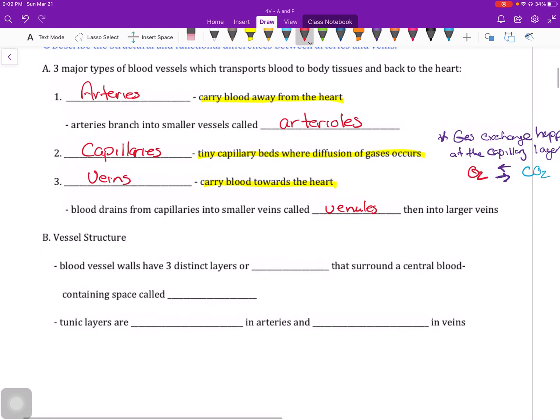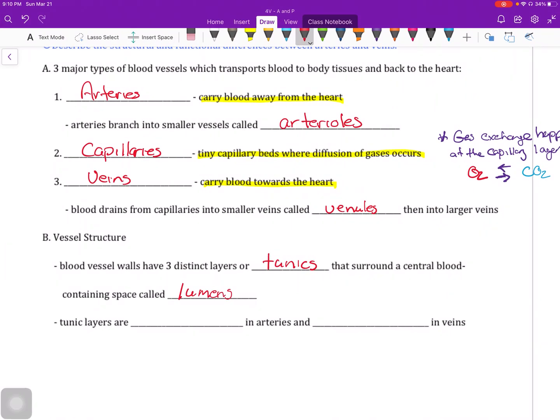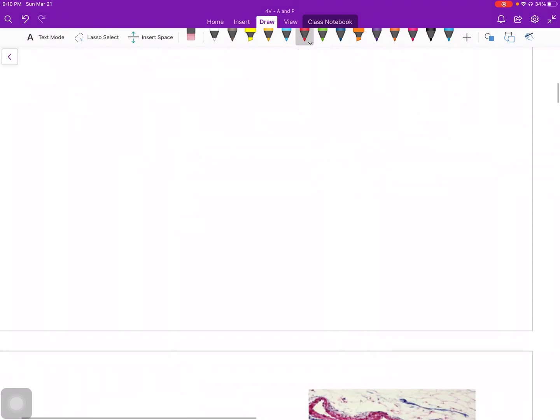Now, let's talk a little bit about the structure of these vessels. Your blood vessel walls have three distinct layers, or what they are referred to as tunics, that surround a central blood-containing space, and that blood-containing space they're called lumens. Now, your tunic layers are thick in arteries and relatively thin in the veins.